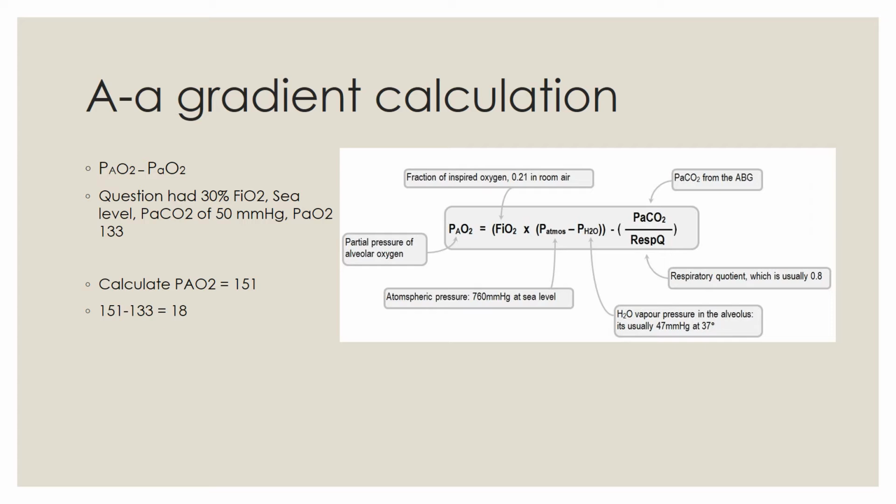So with the question, the patient was breathing 30% FiO2 at sea level with a PaCO2 of 50. Now the measured value of the arterial oxygen was 133. So if you put these numbers into this equation, you get 151 minus 133, which is an AA gradient of 18. So please, please, please memorize this equation. You'll get a free point.